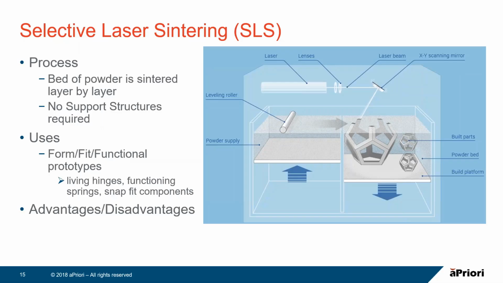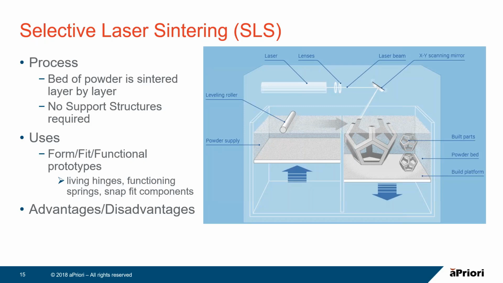In selective laser sintering, this time we use a fiber optic laser, and instead of there being a vat of resin, it's a container of powder. It's one of our 2 powder bed fusion processes, and the powder is a plastic, typically nylon. And the big advantage of this process is that no support structures are required. The process can be used for form, fit, and functional prototypes, and features like living hinges, functioning springs, and snap fit components can be made with this.